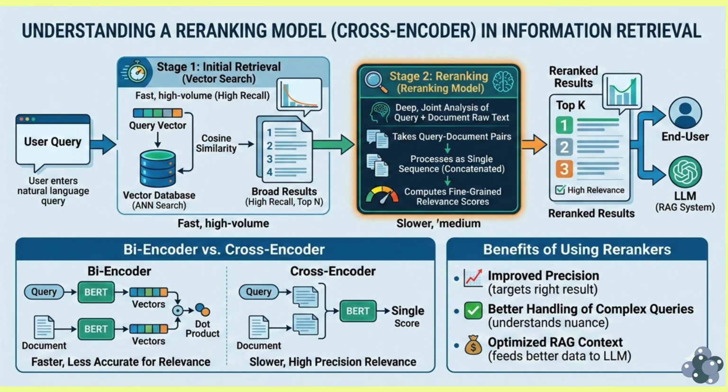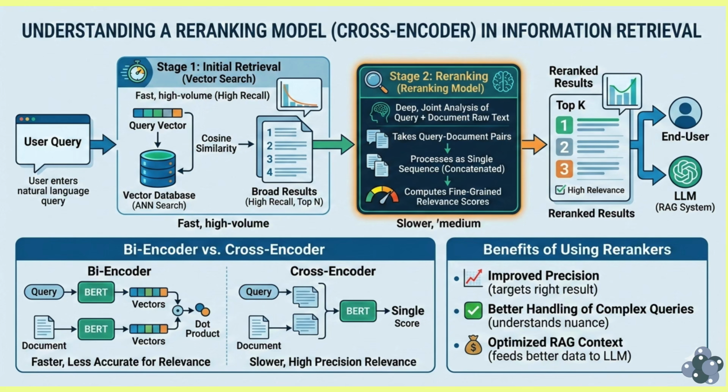So, how do re-ranking models work? Most modern re-ranking models are built on transformer architectures and are classified as cross-encoders, as opposed to the bi-encoders used for initial vector generation.